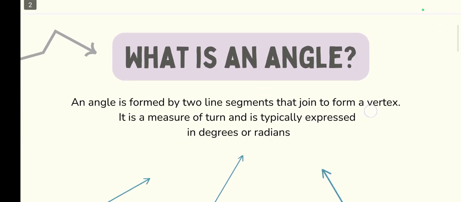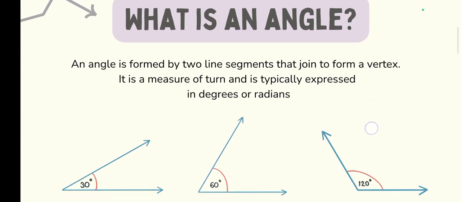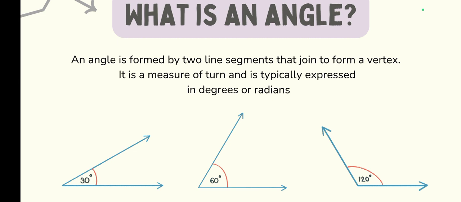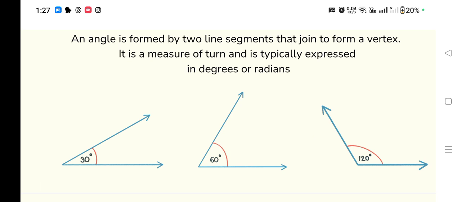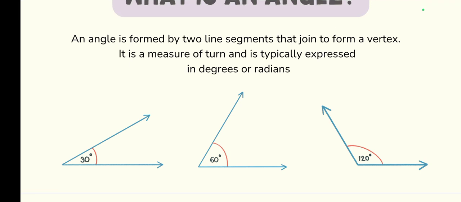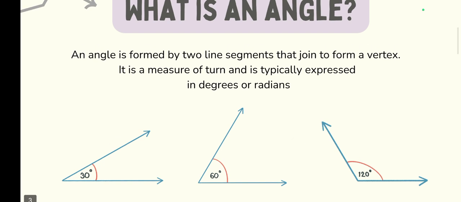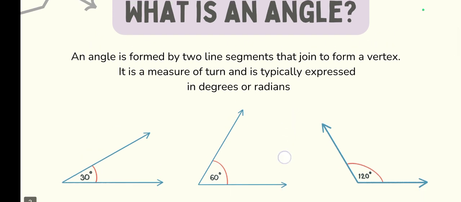Firstly, we will see what an angle is. An angle is formed by two line segments that join to form a vertex. This is a vertex. The point where two line segments join is known as a vertex. It is a measure of turn and is typically expressed in degrees or radians. Like here in the first figure, you can see that 30 degrees is made. That is the vertex, and we call it an angle, and it is expressed in degrees, that is 30 degrees, 60 degrees and 120 degrees. So I hope you are clear with what an angle is.